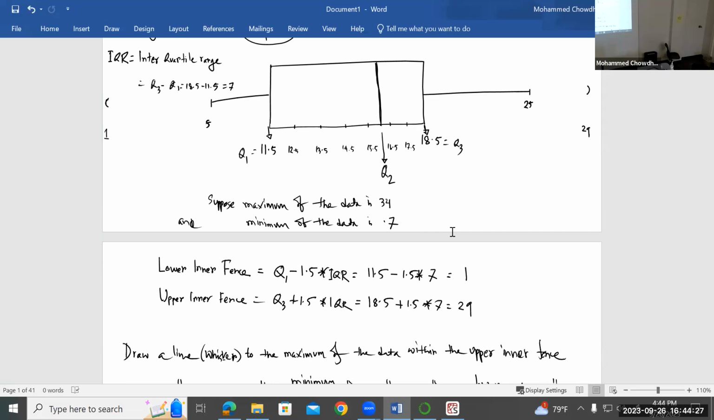That is why I write it there. She said, draw the line up until 29 or draw the line up until 1. No, the answer is this: draw a line to the maximum of the data within the upper inner fence. Within the upper inner fence, what is the maximum? 25.